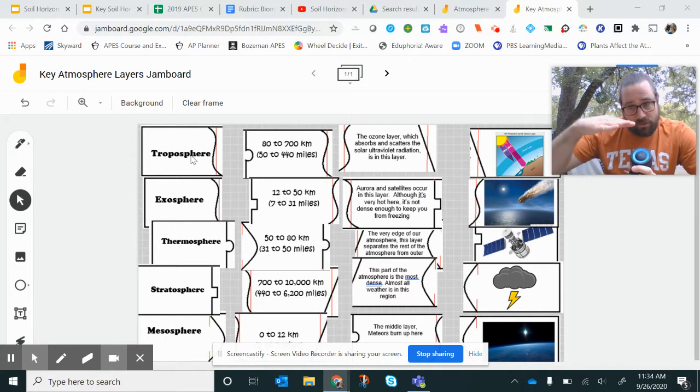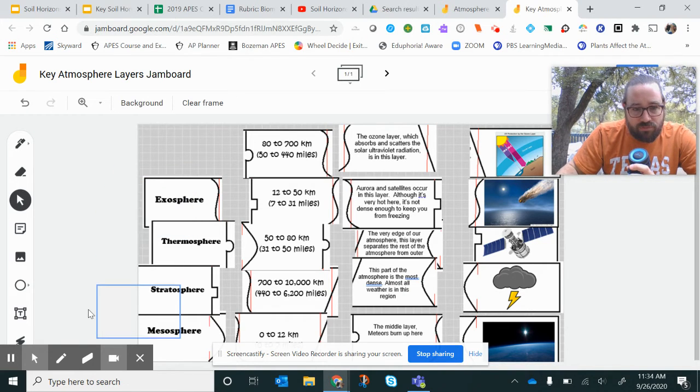If all you can remember is, starting at the ground, these spheres mask the Earth. This is what I do to remember it. These spheres mask the Earth. Remember that, and you remember that it's troposphere, stratosphere.